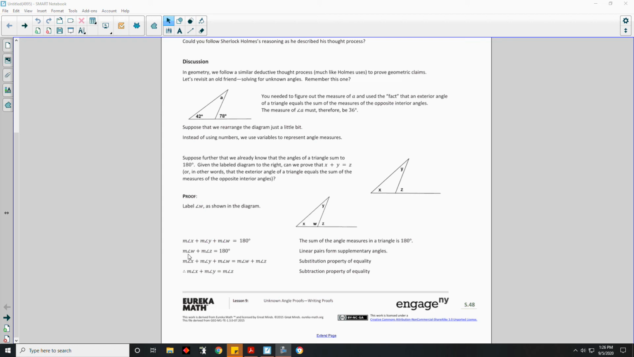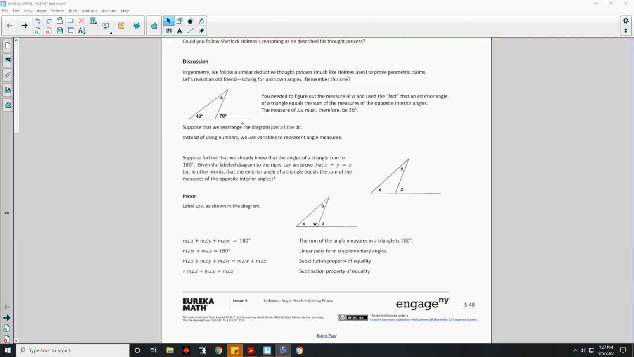Then we can say the measure of angle w plus the measure of angle z equals 180 degrees. And that is because linear pairs form supplementary angles. So we knew those two facts. So now if we say the measure of angle x plus the measure of angle y plus the measure of angle w, x plus y plus w, since they add up to 180, then we can set that equal to the other equation. See how these two angles equal 180?